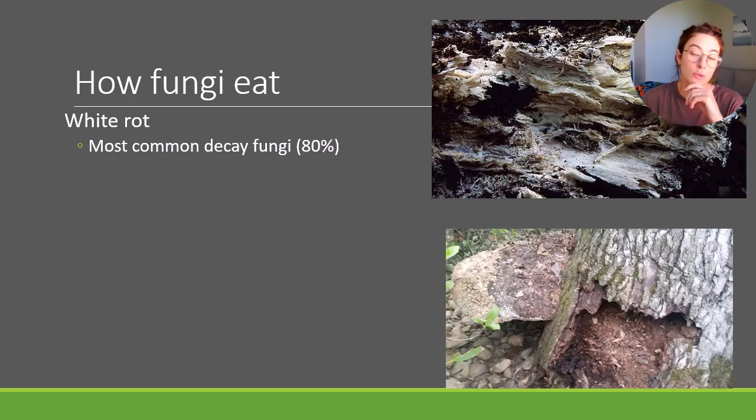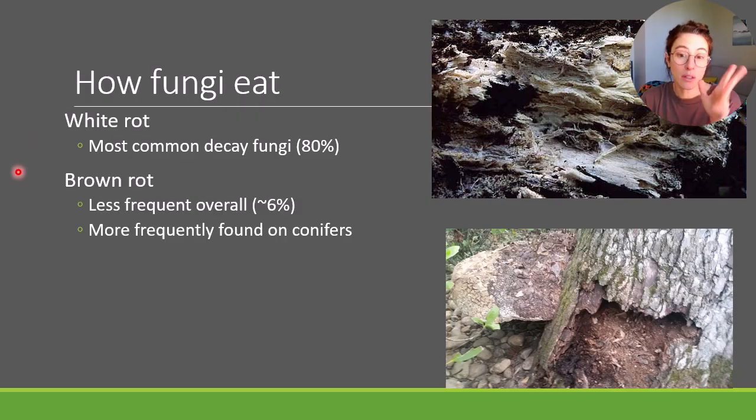If you're in an area that is way more conifers than it is deciduous trees, this number might not hold up. But particularly if you are in an area of more deciduous trees, you're going to see a lot more white rot. Again, usually 80% of the time, it's going to be a white rot. Versus a brown rot, now these ones are less common. It's more common, again, if you are in an area with a lot of conifers. But generally, overall, we don't see a lot of brown rots, particularly on the deciduous trees.